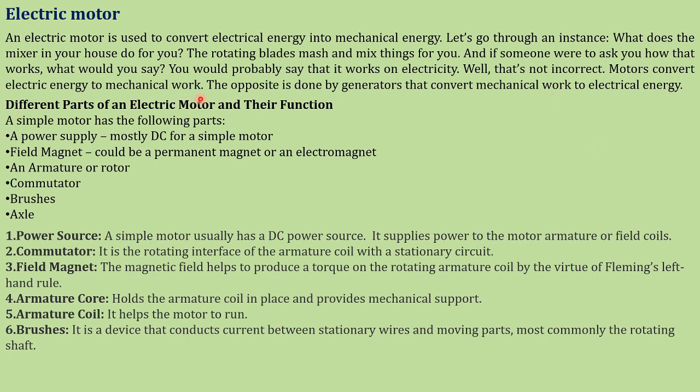Now what are the different parts of an electric motor? A simple motor has the following parts: a power supply, mostly DC for a simple motor, though a motor can also be AC; a field magnet, which could be a permanent magnet or an electromagnet; an armature or a rotor which will rotate; a commutator, brushes and axles. These are the components of an electric motor.